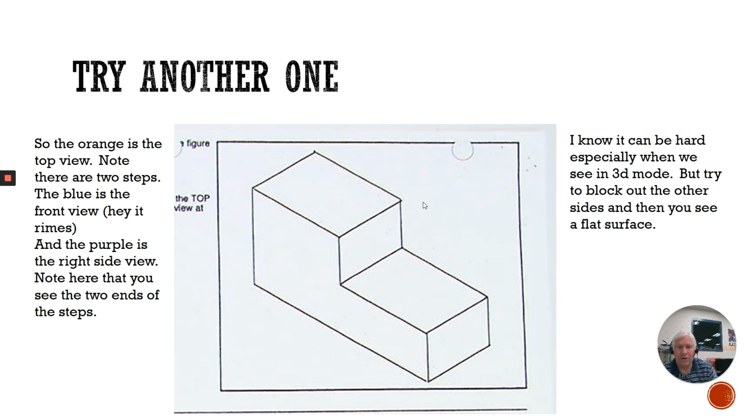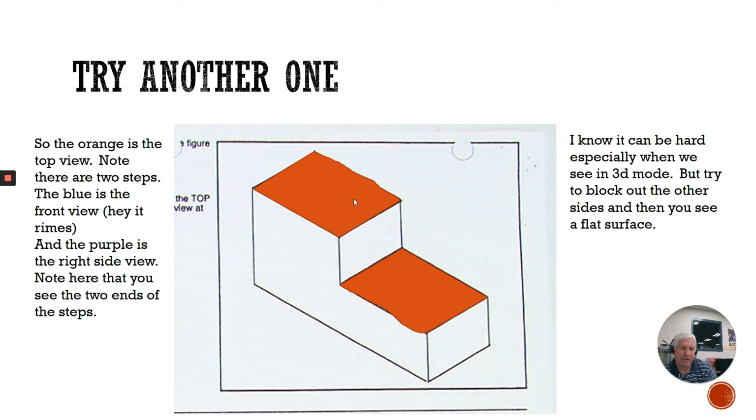All right, so now we've got a different one. Can you see what the top view, the front view, and the right side views are? Hopefully by now you've identified those. You can even point to them on the screen. That would be nice. Okay, so here we go. Well, yeah, it's part of the top, but I also have this part of the top because it's a step.